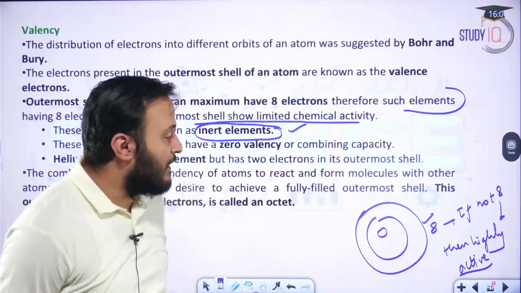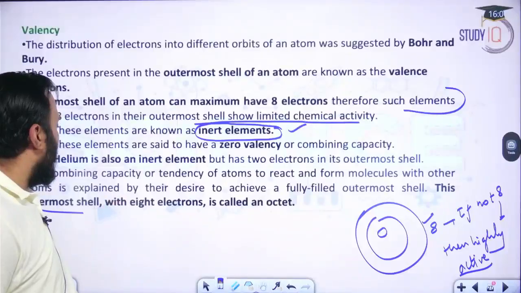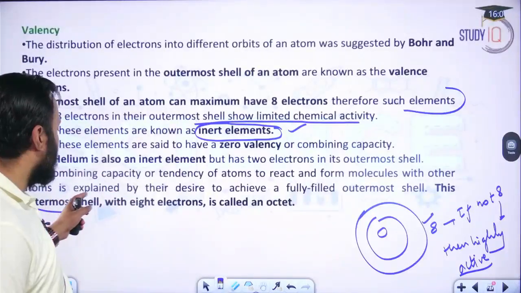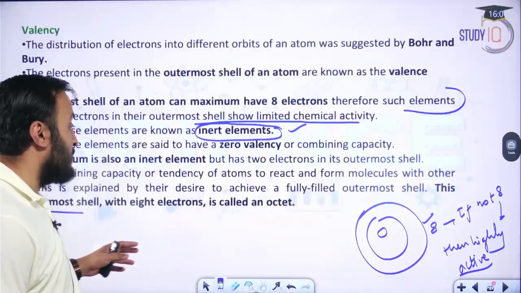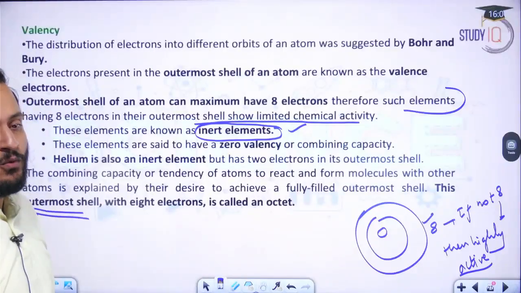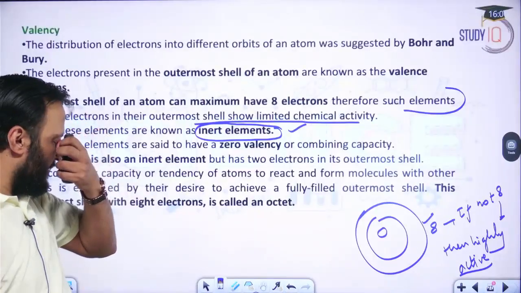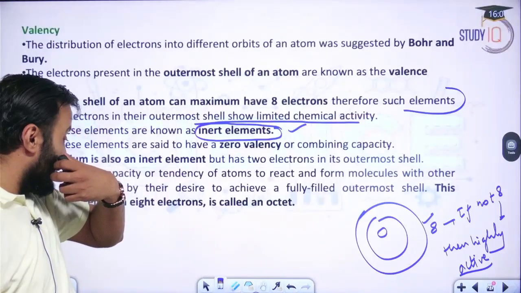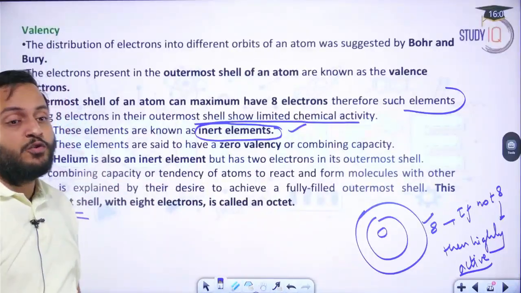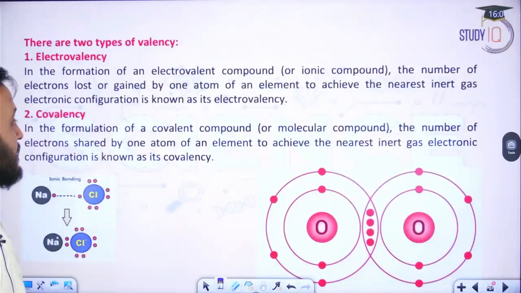Now, apart from that, the combining capacity, the tendency of the atoms to react and form molecules with other atoms, is explained by their desire to achieve a fully filled outermost shell. So basically, guys, outermost shells are the ones which take part in any kind of chemical reactions, and the outermost shells are the ones which are actually supposed to be filled with the 8 electrons. Okay, with the 8 electrons.